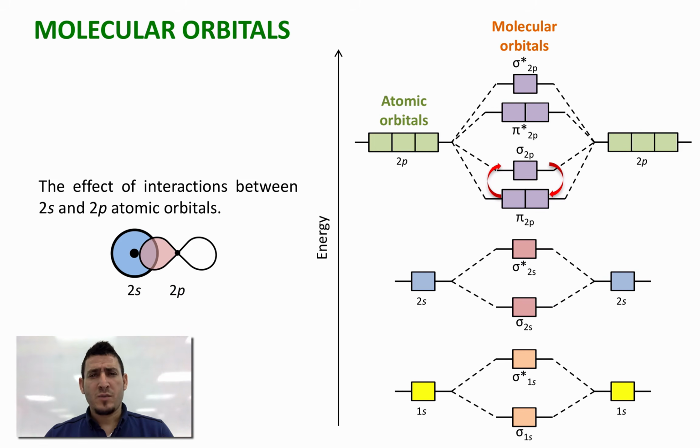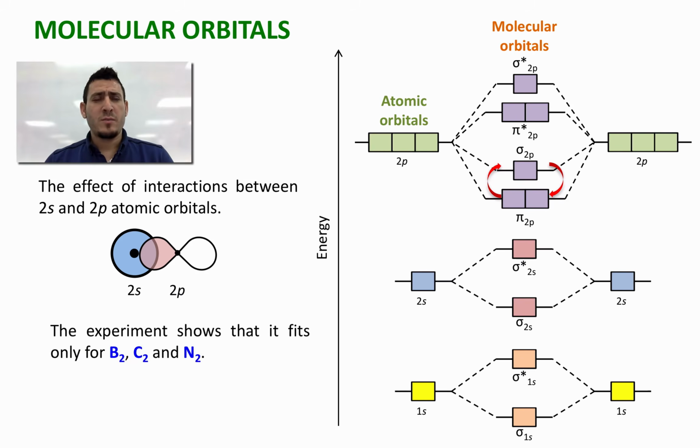And now, experimentally, it has been shown that this model fits more the B2, C2, and N2 molecules. So now we are going to apply this to these different molecules and check whether they are stable to form or not, and also discuss a little bit the bond order and their magnetic property.